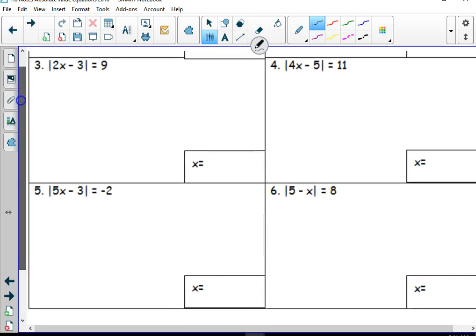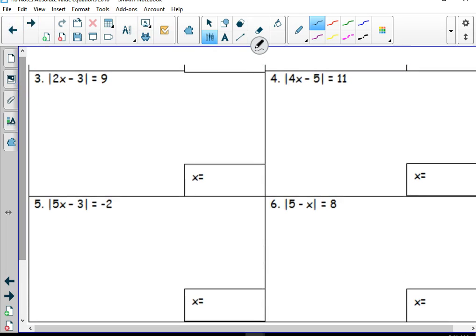All right. Okay, so 2x minus 3 equals 9. So we write 2x minus 3 equals 9, and 2x minus 3 equals negative 9. Now this one's a little different because now we have a two-step equation. Before we just had x minus something, x plus something. Now we have two steps. That's okay, we know how to do that.